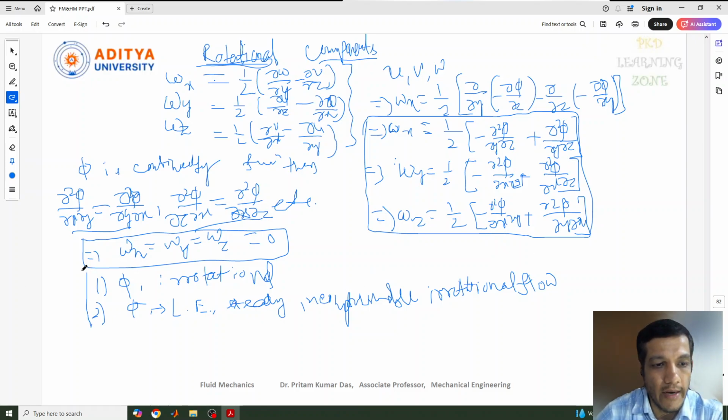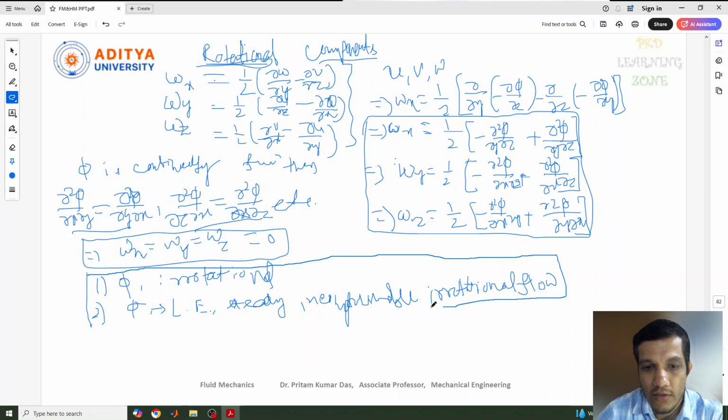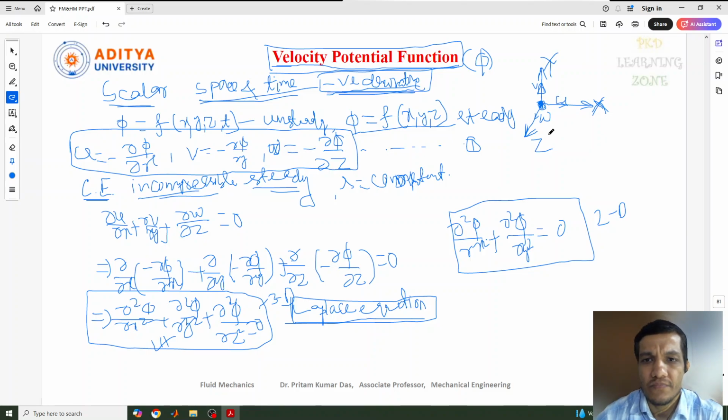So these are the two conditions, or you can say these are the two properties of this velocity potential function. And as I told you, this is nothing, only just taking the velocity in three different directions. The most important thing that we need to understand is that the velocity potential is a scalar function and a function of space and time, and if the flow is traveling, we need to consider the negative derivative of that particular velocity in the same directions. Okay, so this is all about the velocity potential function.